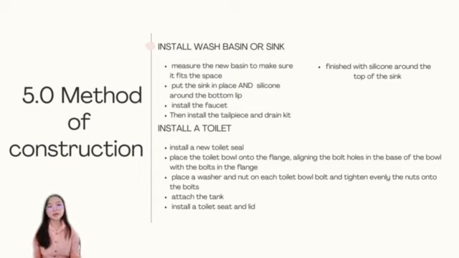So next one, we need to install a toilet. First, install a new toilet seal. Place the toilet bowl on the fixtures, and next place the washer and nut on each toilet bowl, and attach the tank. The last step, we need to install a toilet seat and lid.